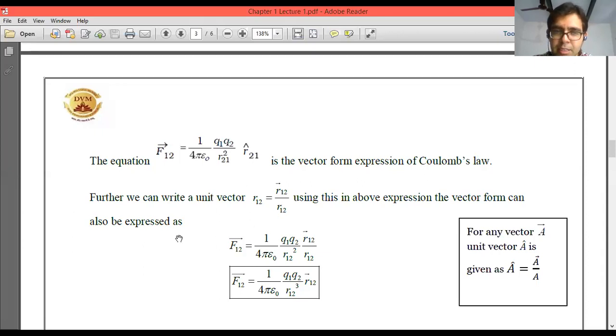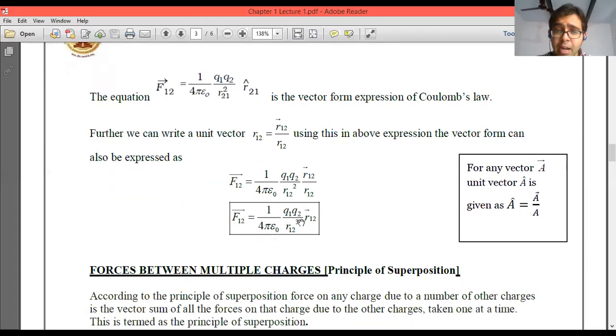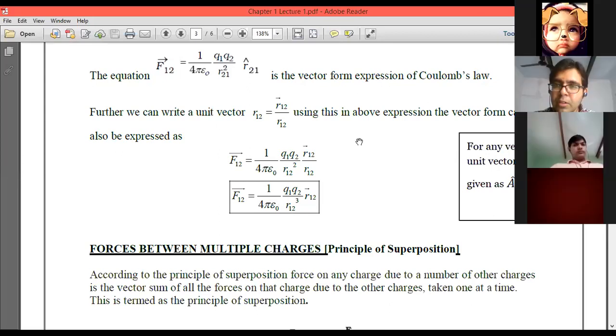So similarly, the force on 1 due to 2 becomes 1 upon 4 pi epsilon naught Q1Q2 R21 square, and in place of this unit vector, I can write the vector R12 divided by its magnitude. And these two magnitudes will get multiplied, and we have the force on 1 due to 2 equal to KQ1Q2 R12 vector divided by R12 cube. So this is one alternate expression for the notation of Coulomb's law in vector form.